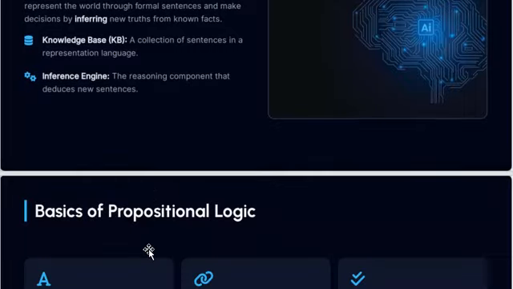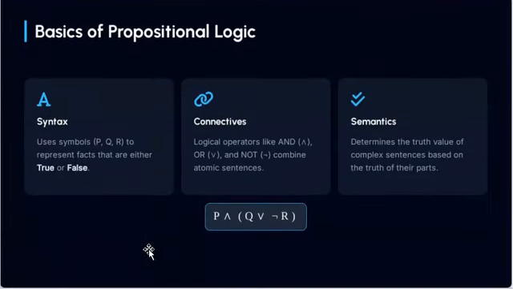So moving forward to another slide, which is the basics of propositional logic. Propositional logic is one of the simplest forms of logic used in AI. It consists of three important parts. First one is the syntax, second one is the connectives, and third one is the semantics. So syntax is the symbols. It uses symbols to represent facts that are either true or false.